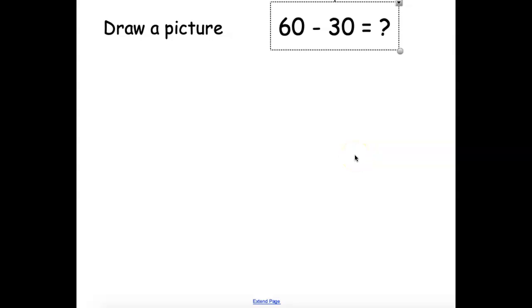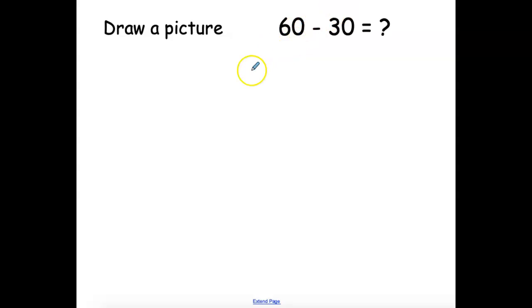These are the subtraction strategies that we are going to practice for today. Ready? The first one is draw a picture. With subtraction, we always start with the big whole number. The big whole number for this one is 60.